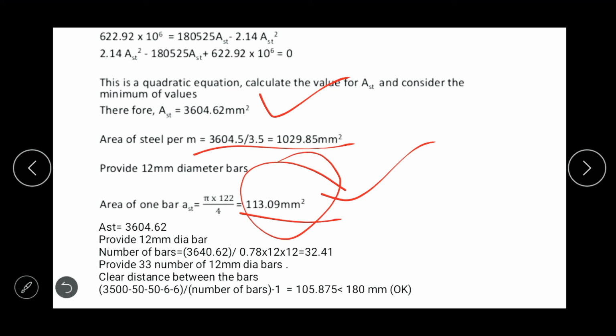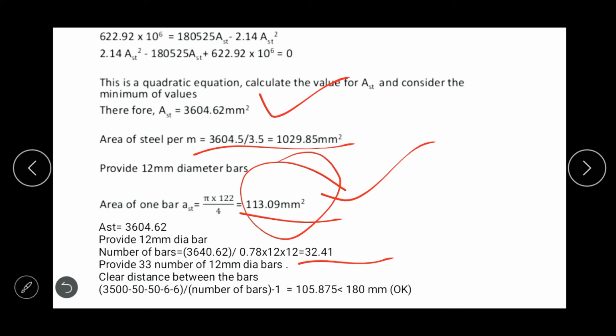Now Ast is equal to 3604.62 mm square. So providing 12 mm dia bars, the number of bars can be calculated by dividing the total area with the area of only one bar, that is 32.541 number of bars. So provide 33 number of bars.